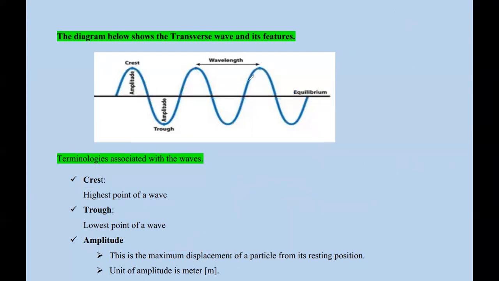Okay, one more thing. There are some points that are very much identical, points such as crests. So we have a crest here, we have a crest here, and we have a crest here. If you are to count, we have 1 here, we have 2 here, we have 3. These points are identical. So the distance between 2 identical points on a wave is what we call lambda, the wavelength.